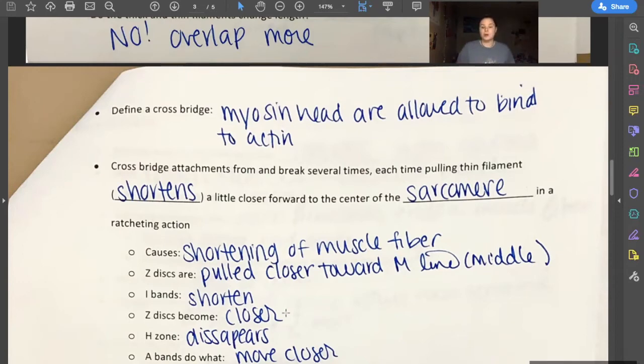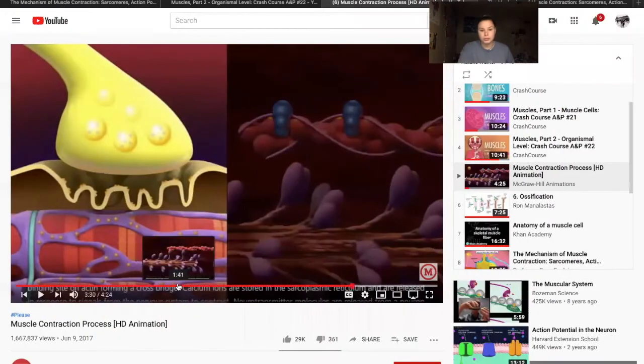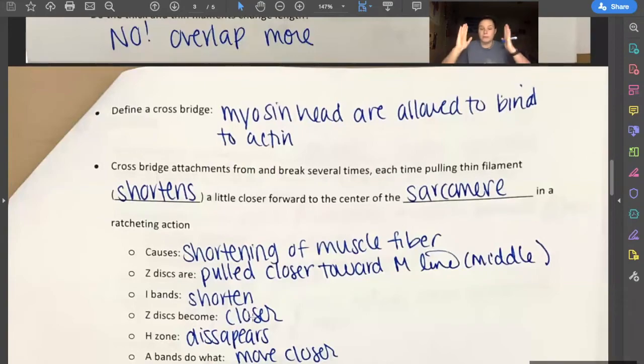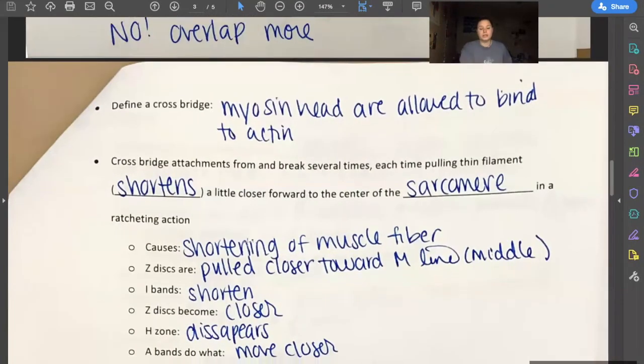Okay, the H zone is the piece in the middle where there's almost just myosin, where there's not any overlap. That goes away, because it all overlaps and they end up almost touching, so that piece goes away. And the A bands, the part where there's actin and myosin, move closer together and we form more A bands. It gets bigger.